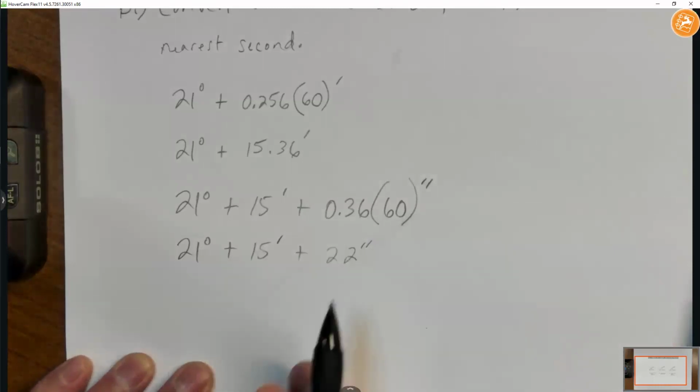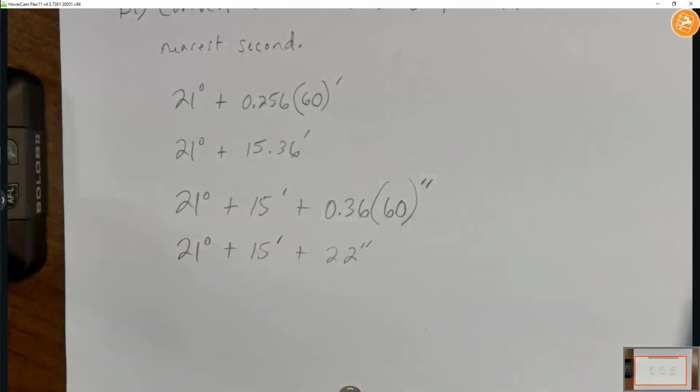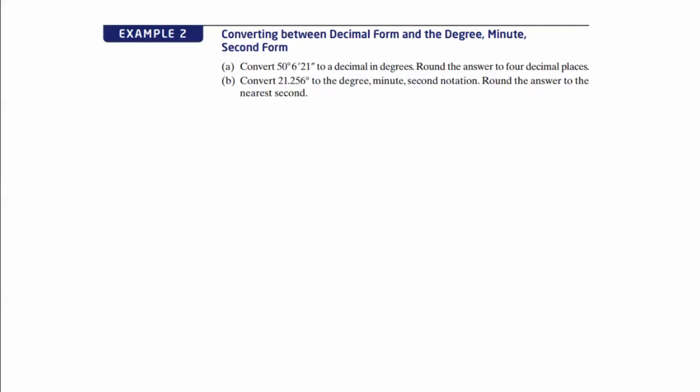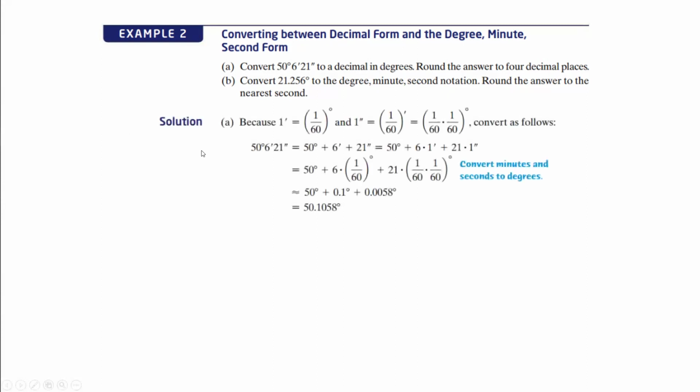Okay, so there's our answer to the nearest second. And back on the slides, we can see that they complete this for us as well, just reproducing what we just did here by hand.